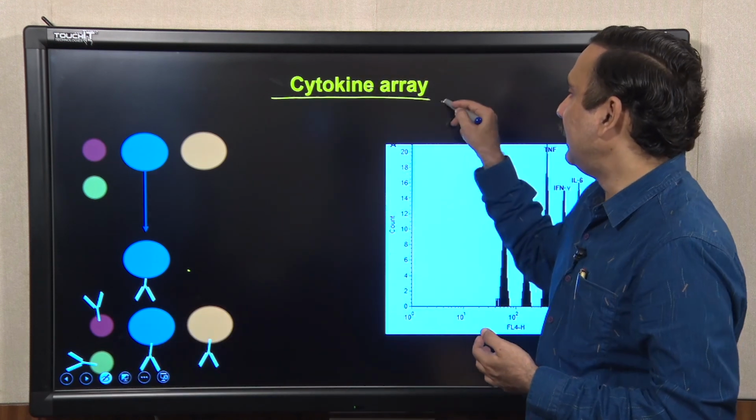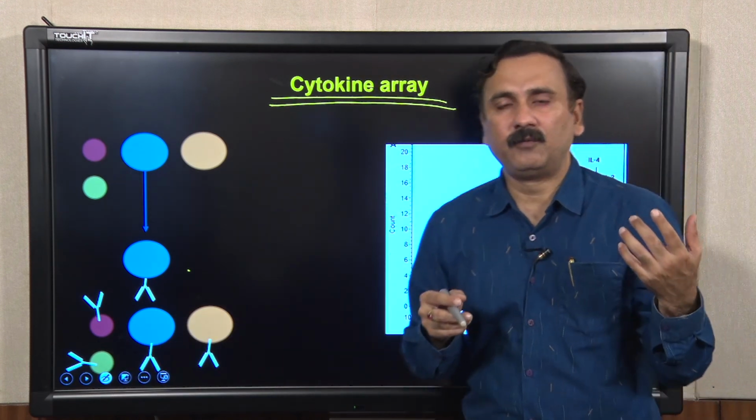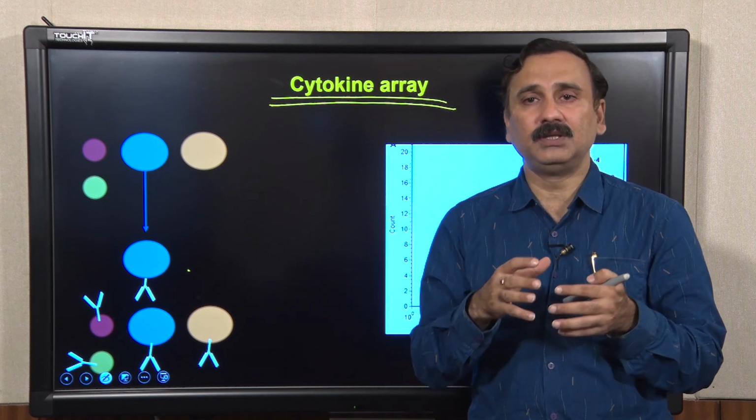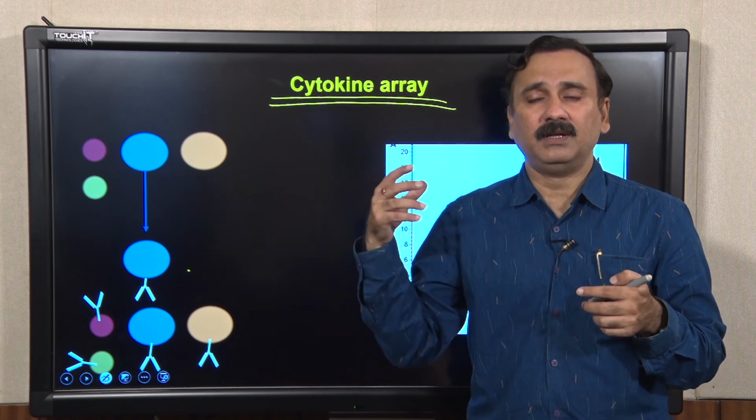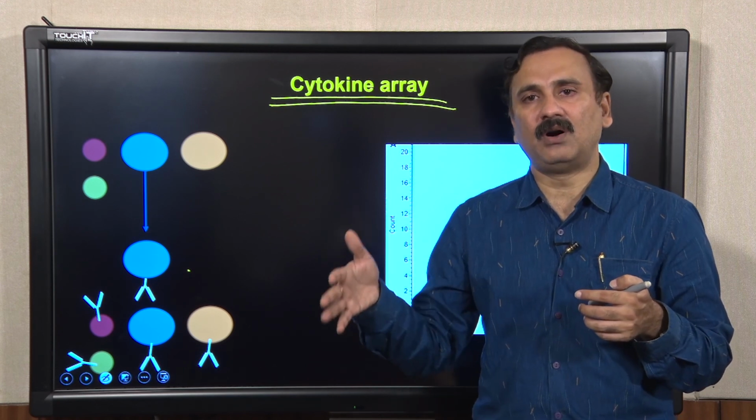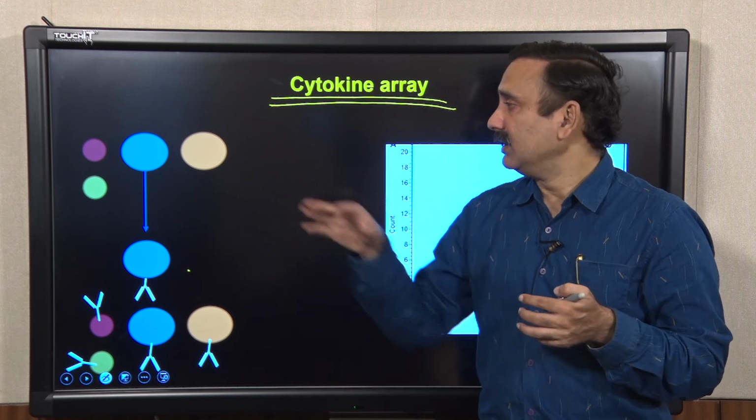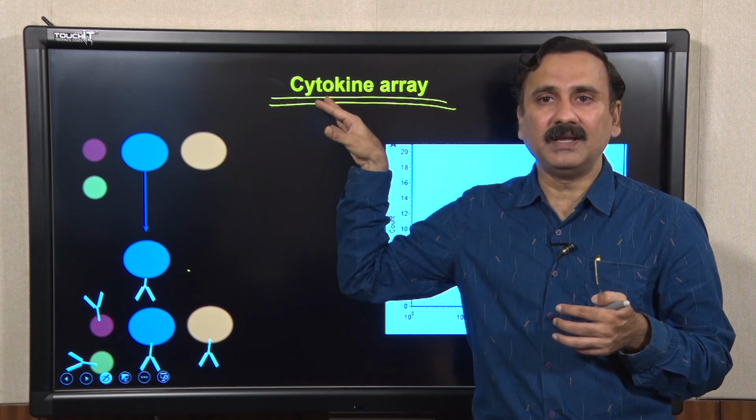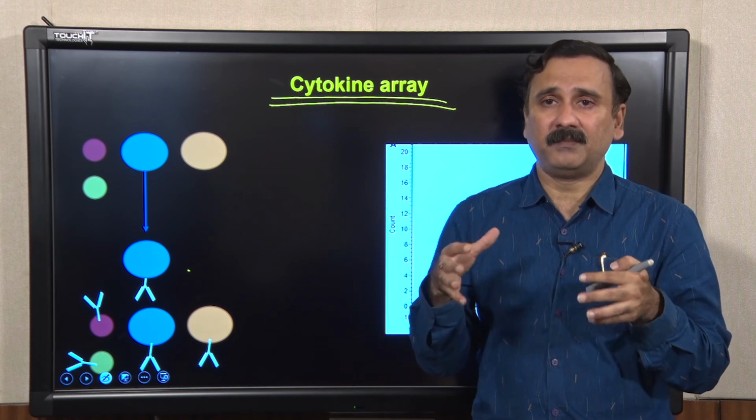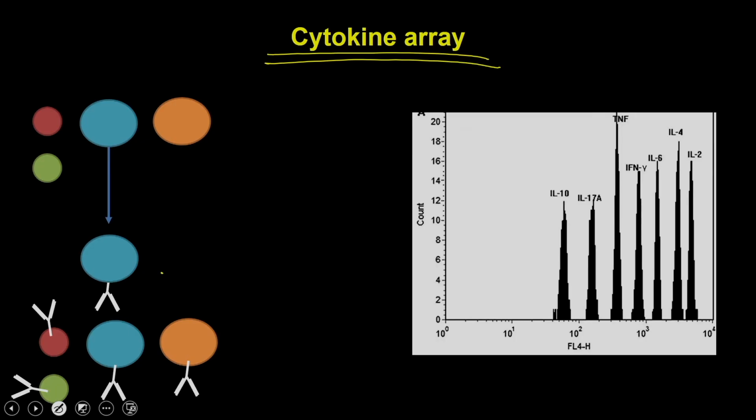Then we have the cytokine array. Because the FACS or the flow cytometer has the potential of analyzing different sizes of objects, as well as the flexibility of analyzing different types of fluorescence, people have also designed cytokine arrays, which allow you to measure different cytokines in a given sample. So, what people are doing is taking beads of different sizes as well as different fluorophores. So, these beads have different fluorophores.